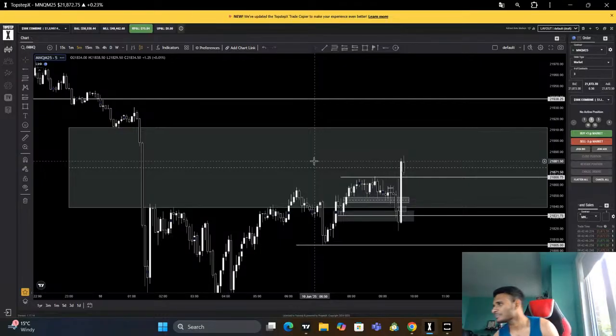Probably this would have been an inverse liquidity sweep. Lower time frame market open. Got it.